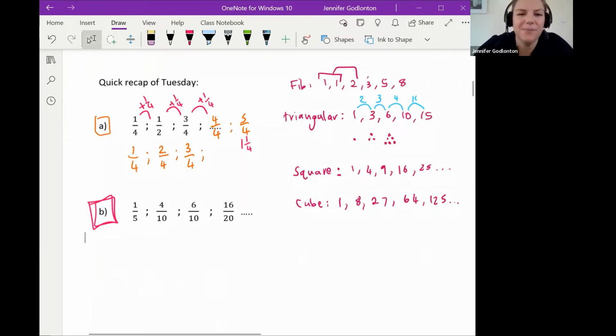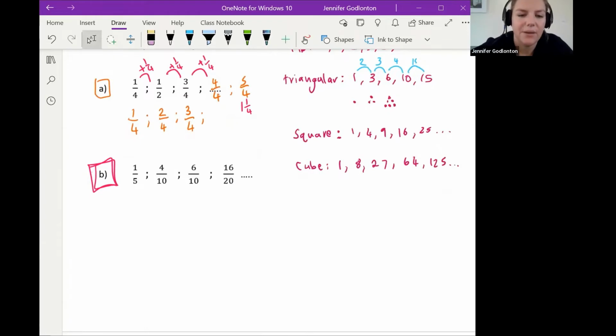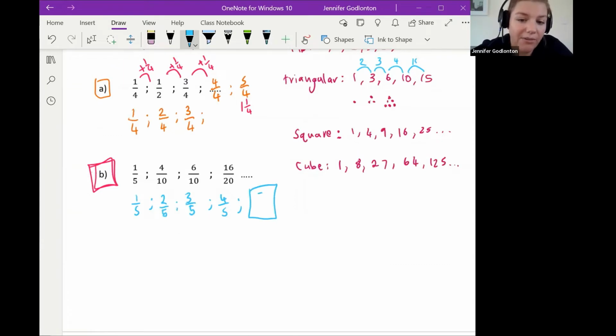Okay, so my first mission here is I want to make everything have the same denominator. Okay, so I'm going to use a denominator of 5. So I'm going to say, well, I've got 1 over 5, then I've got 2 over 5, then I've got 3 over 5, and then I have 4 over 5, which means my next number would be 5 over 5, or 1, and my next number would be 6 over 5.